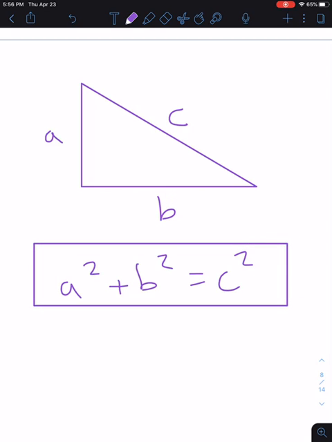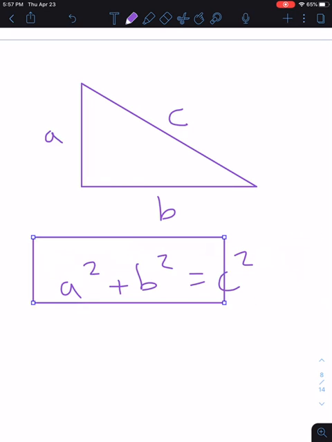All right, so let's apply this. Again, write this down. This is the magic theorem right here. Okay? So let's try it out. Let's put this thing to some use.